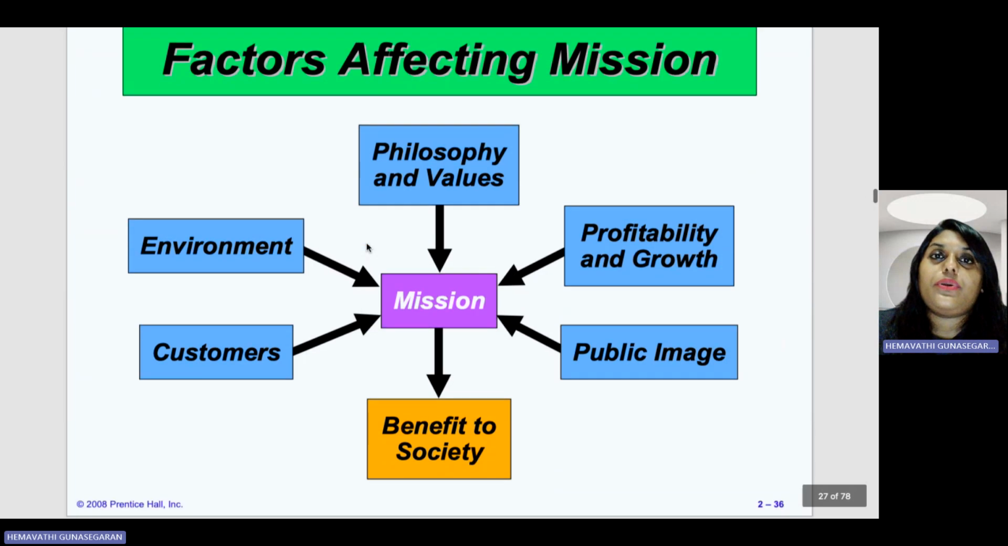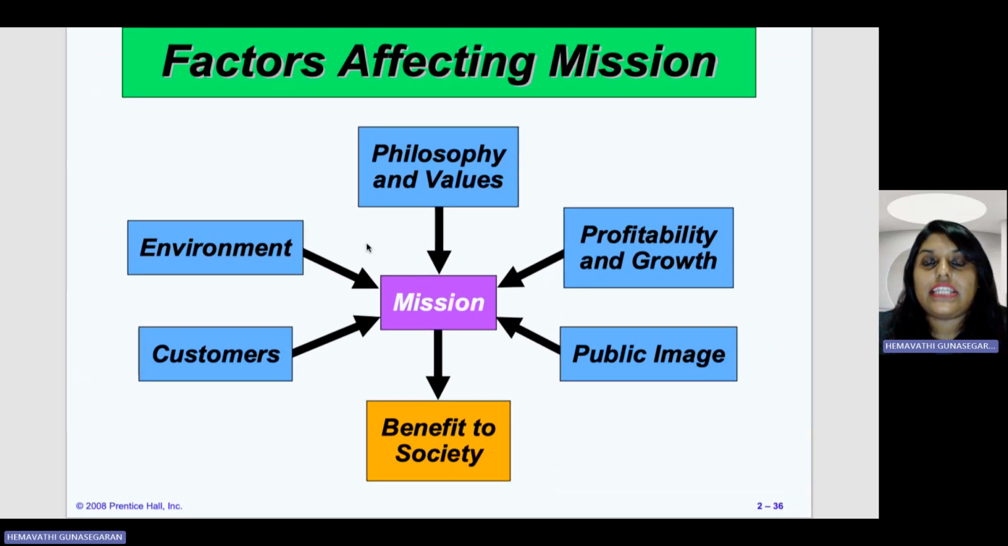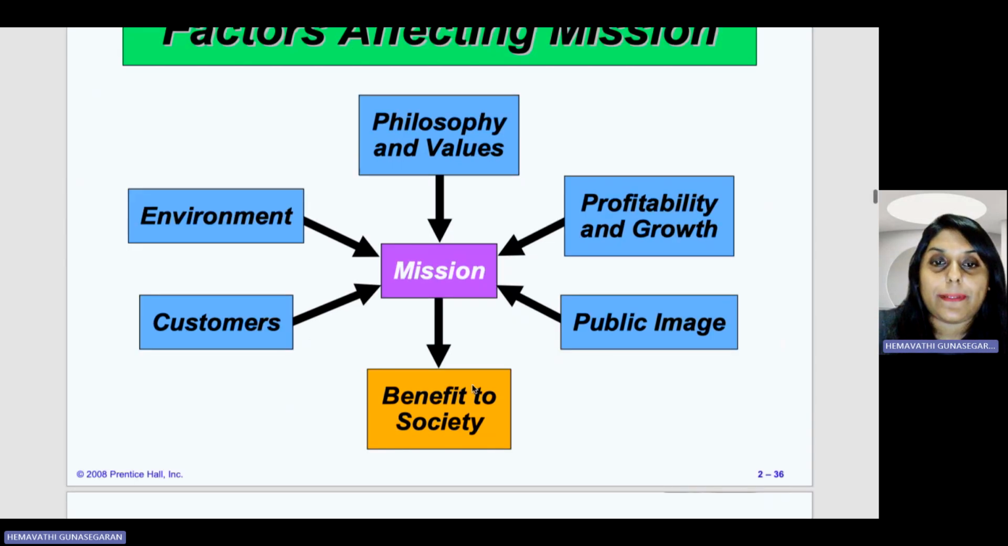Okay. Now, when we want to create a mission statement, it is important that you consider the philosophy and values, your profitability and growth, your public image, your environment, your customers, and finally the benefit to society. These are the key factors that affect and evaluate a mission statement, to ensure that it is the one best suited for the company.